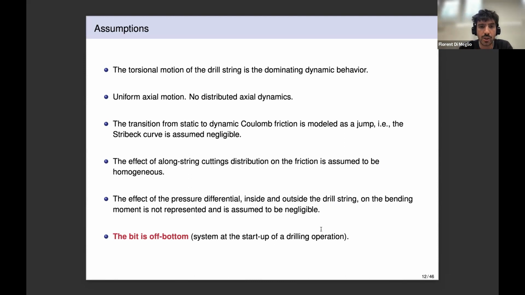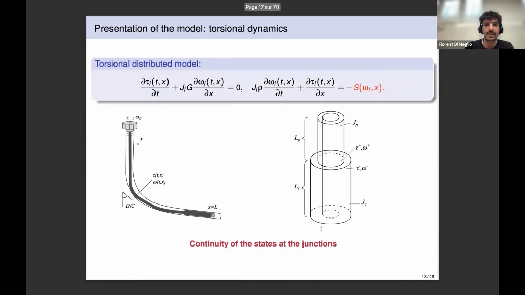As we will see later, we will basically neglect the Stribeck effect. So assume that the change from static to dynamic friction is a jump, and the effect of cuttings or the pressure from the drilling fluid is basically assumed to be negligible. So where does that take us?